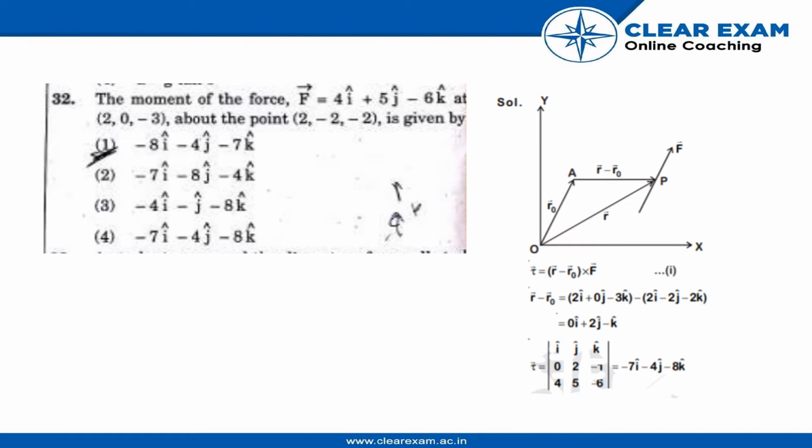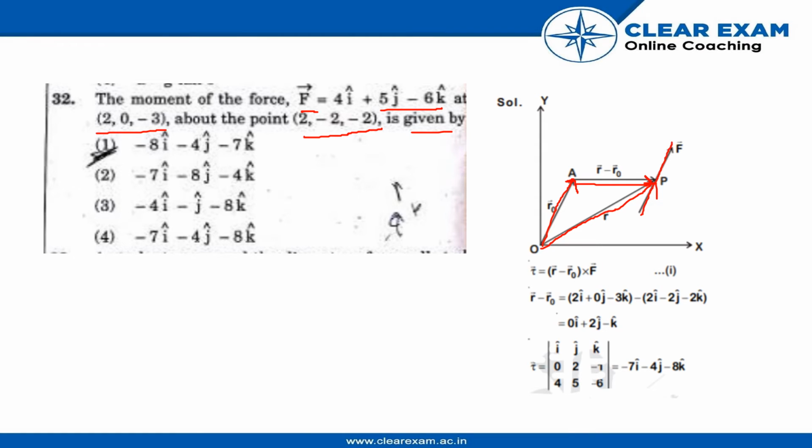Hello. So our today's question is: the moment of force F = 4i cap + 5j cap - 6k cap at 2, 0, -3, about the point 2, -2, -2, is given by... So here you can see the r. Here is the r naught, and here is the displacement, which is r minus r naught.